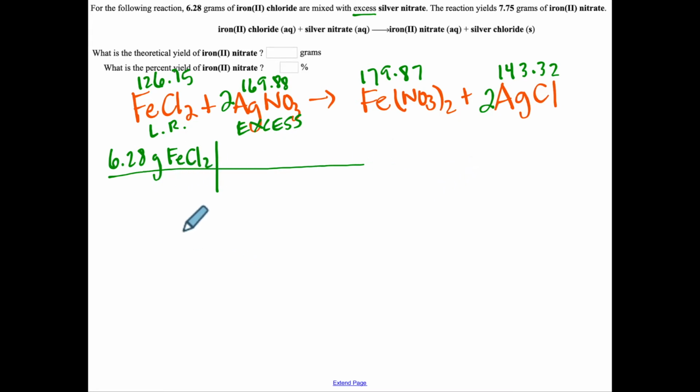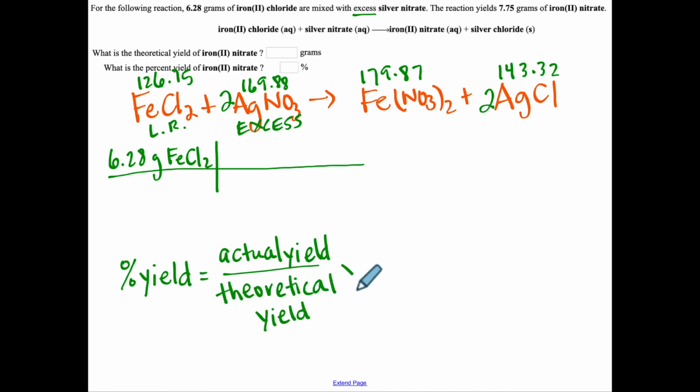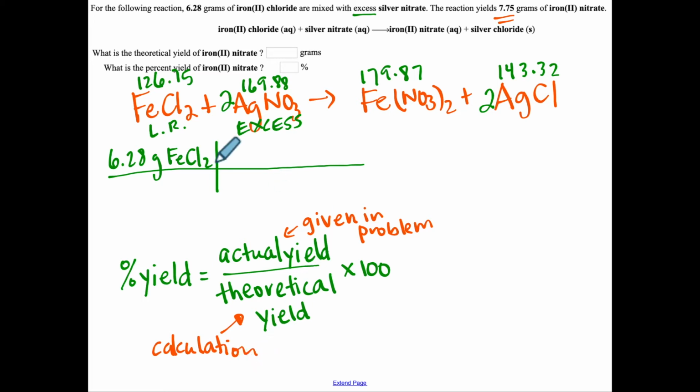For this problem, we're going to end up using the equation for percent yield. This is on your periodic table, but also I'm going to give it to you right now. The percent yield is the actual yield divided by the theoretical yield times 100. And the actual yield is often given to you in the problem. Like in this case, it says the reaction yields 7.75 grams. That's going to be the actual yield. The theoretical yield is usually what you're going to do a calculation to find. So we're about to do a calculation that's going to give us the theoretical yield of iron 2 nitrate.